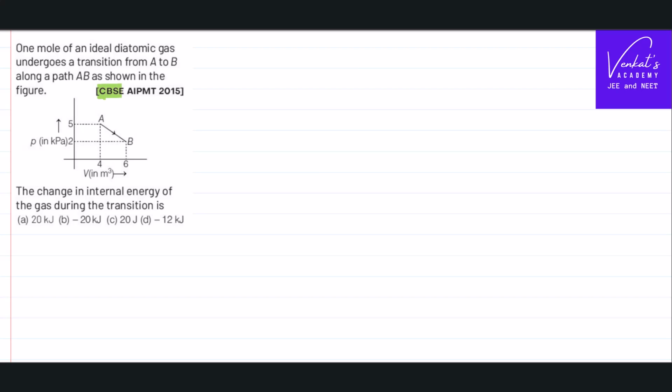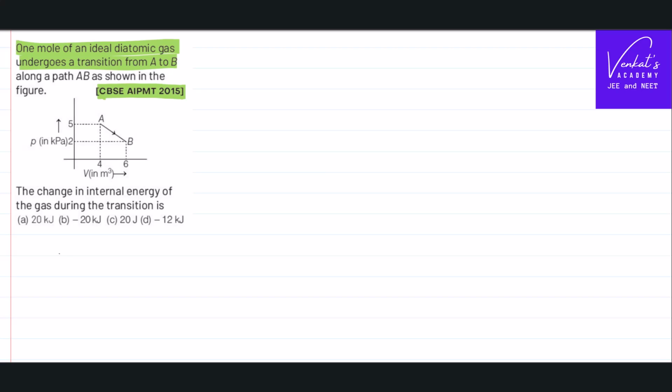This is CBSE AIPMT 2015 question from thermodynamics. The question is this: 1 mole of an ideal diatomic gas. So be careful in understanding that it's a diatomic gas where its gamma is 5/3.